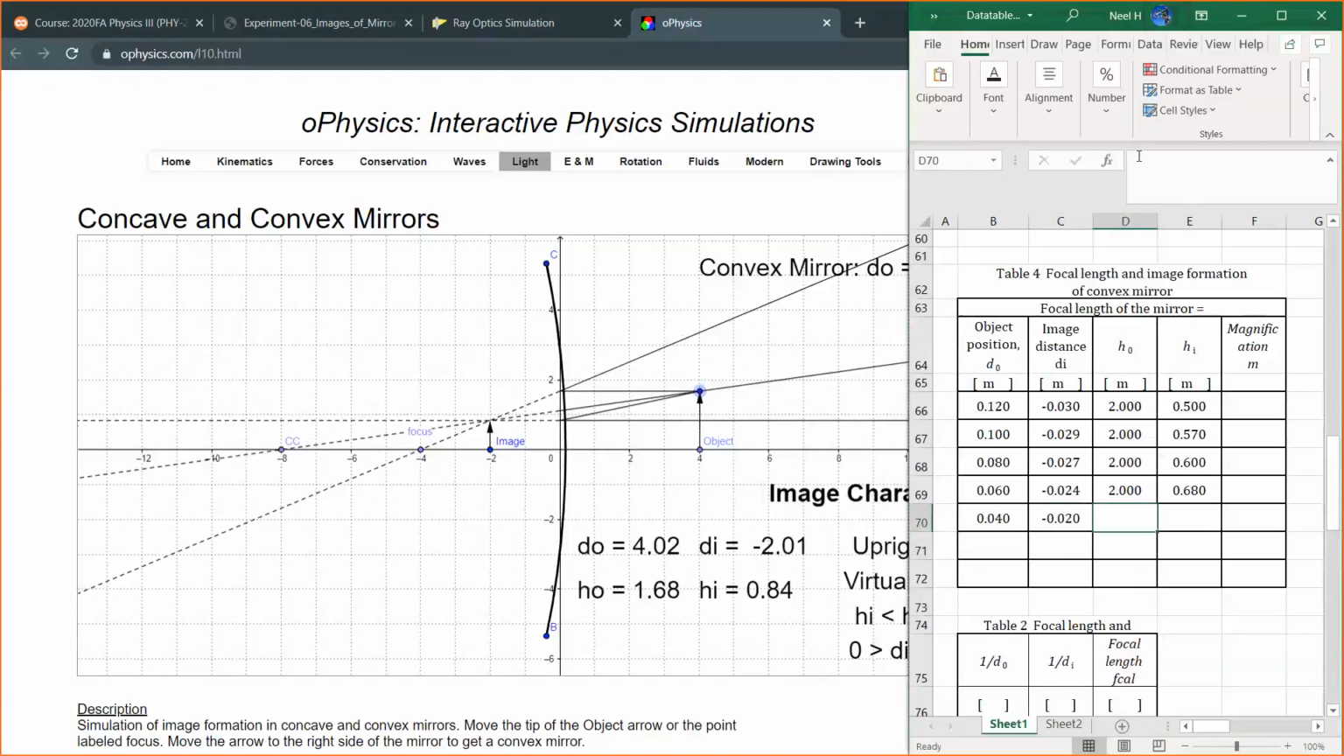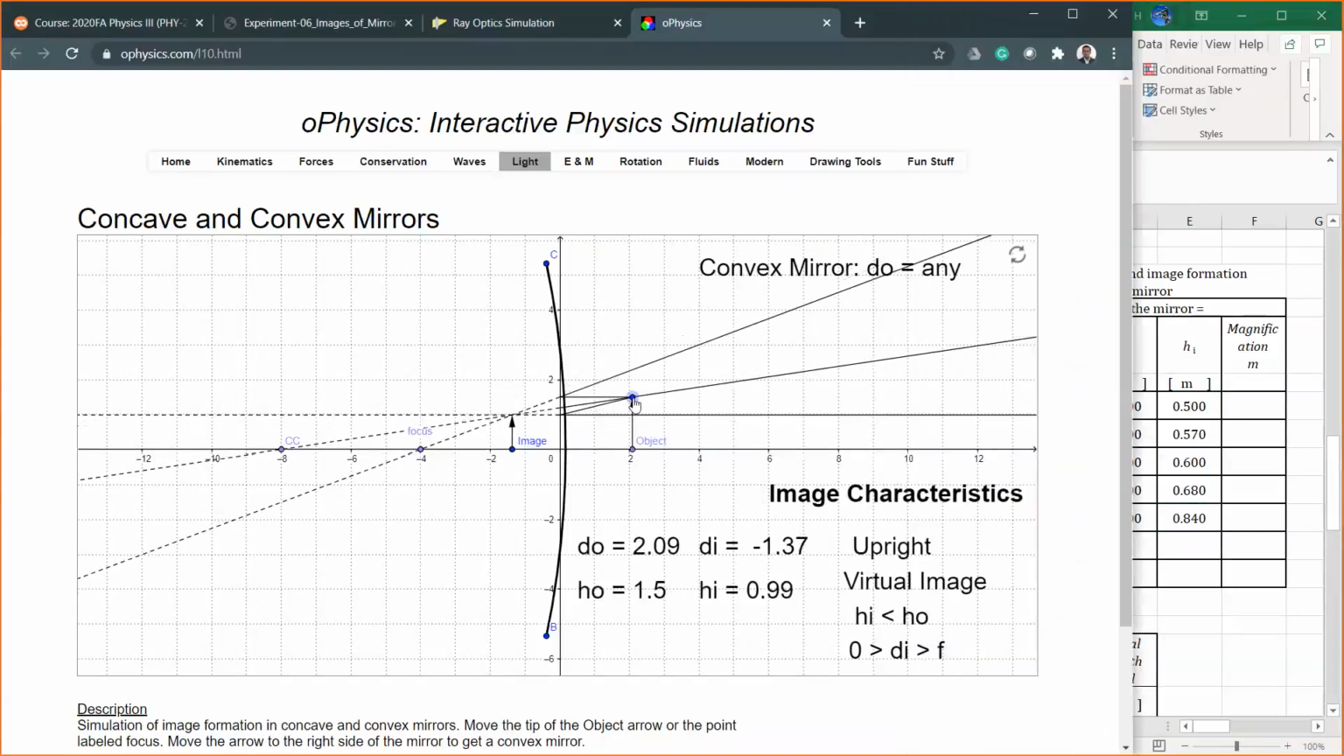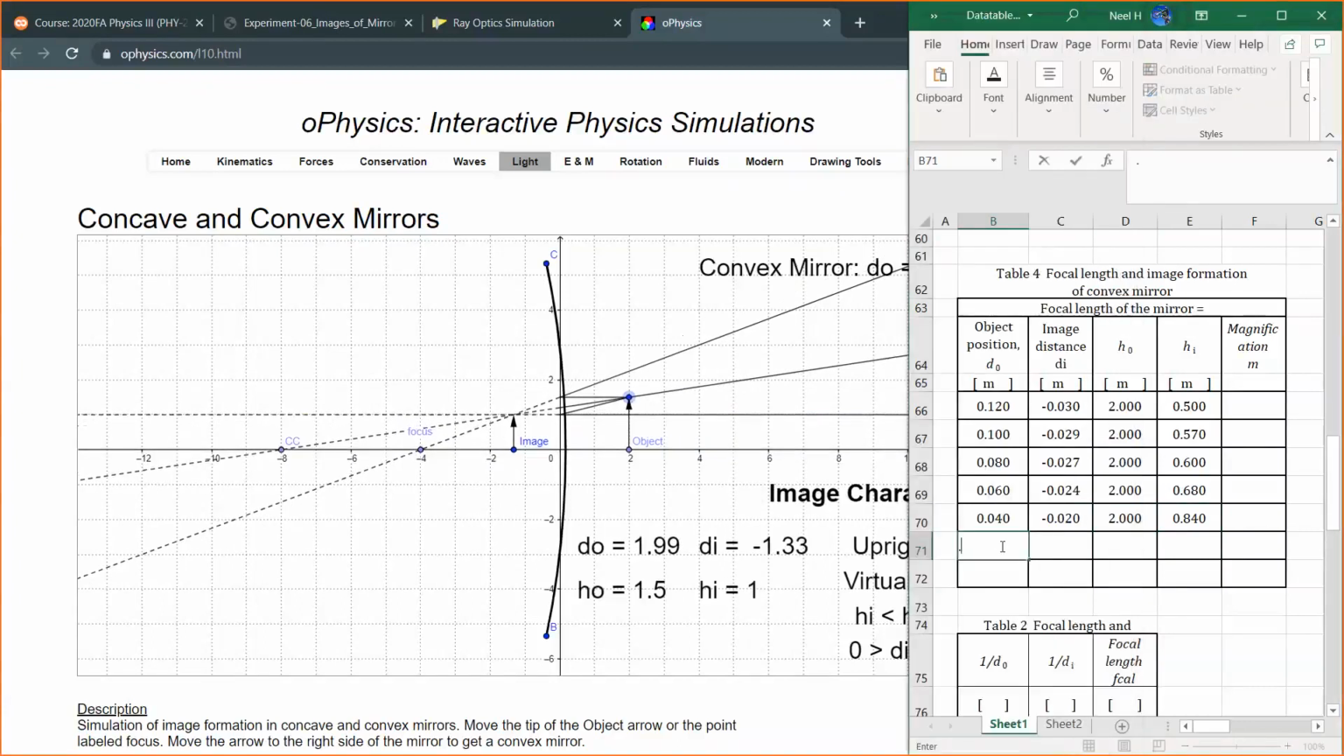The object size is still 2. Now the image size is 0.84. You can see the image size is increasing slowly. Let's go to the 2 more numbers we need. 0.02 object length, image length minus 0.0133, and the object size is 2. The image size is now about 1.